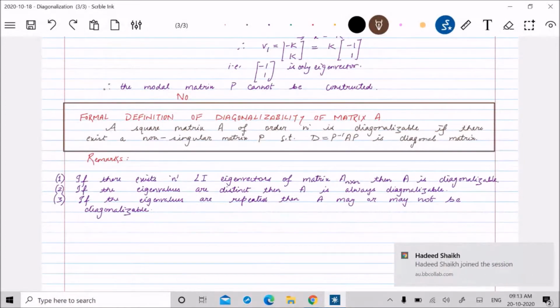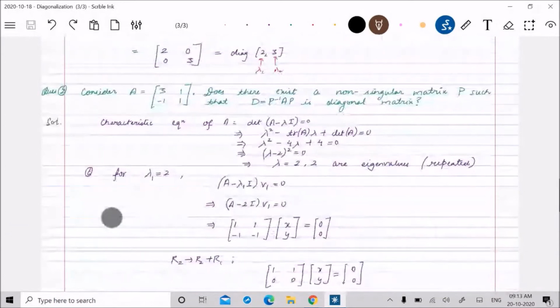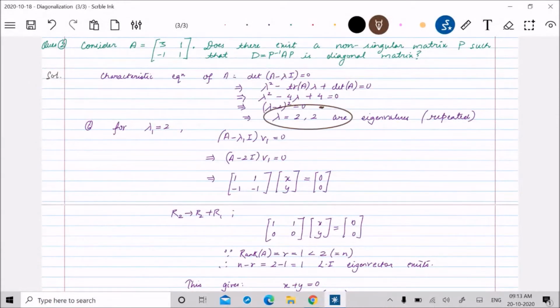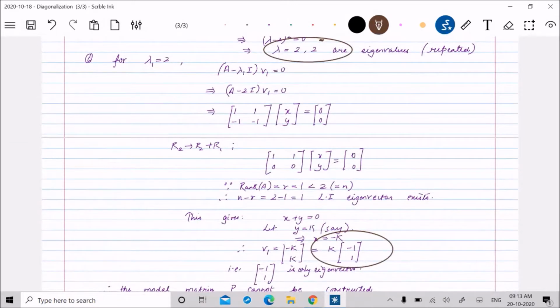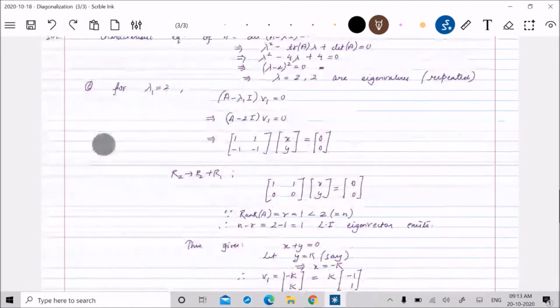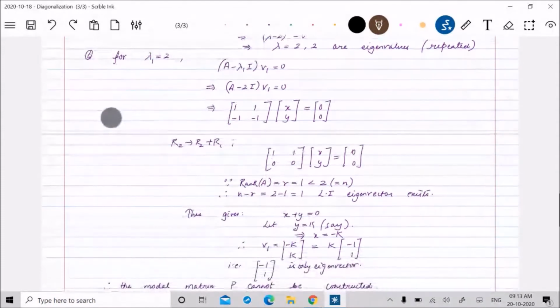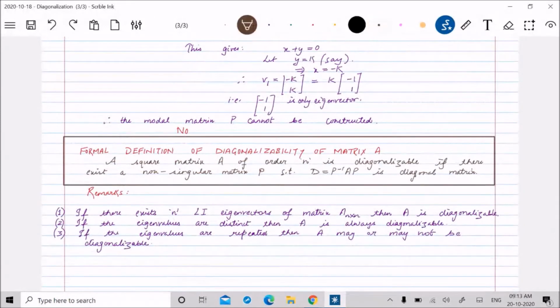The third point is about the repeated eigenvalue. We know that if a matrix A has a repeated eigenvalue, then it may or may not be diagonalizable. As you can see in question number 2, which we did yesterday, the eigenvalues were repeated, and this matrix was not diagonalizable since only one eigenvector was there. The second eigenvector was absent, right? But there are matrices which have repeated eigenvalues, and in spite of that, they are diagonalizable. I can give you an example.